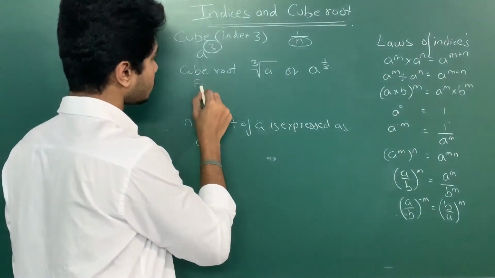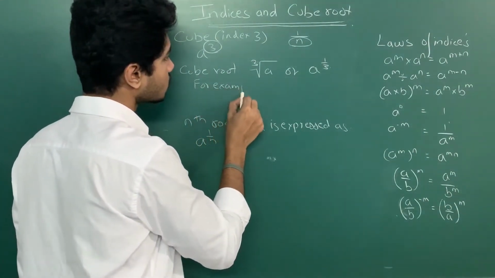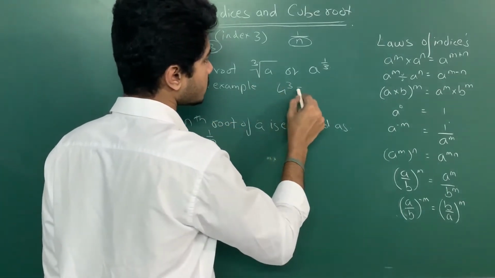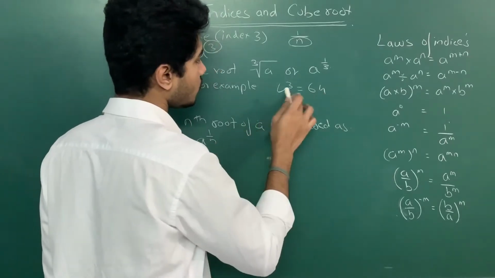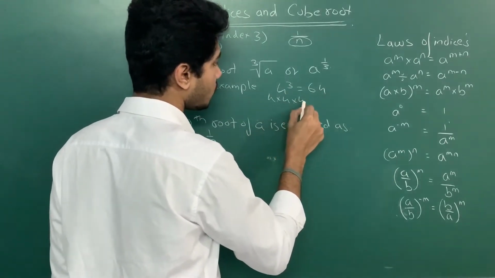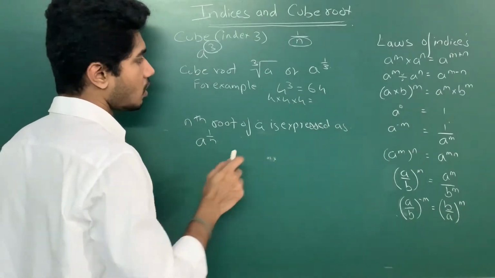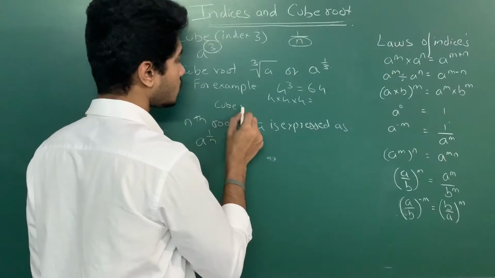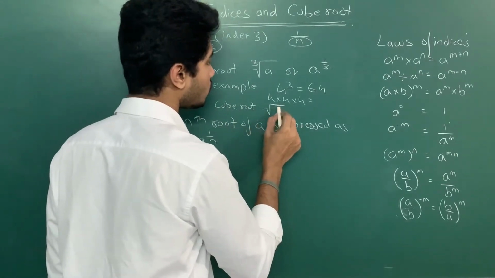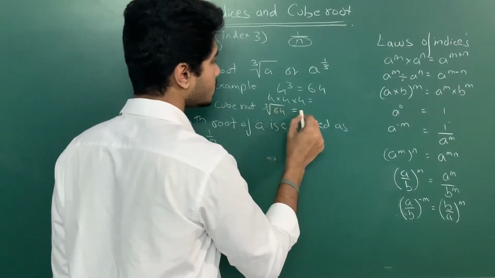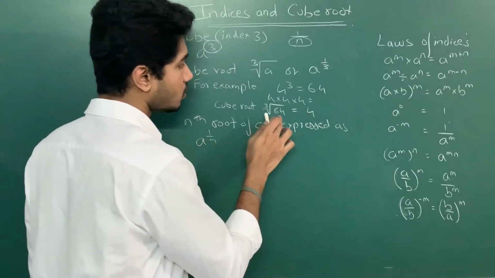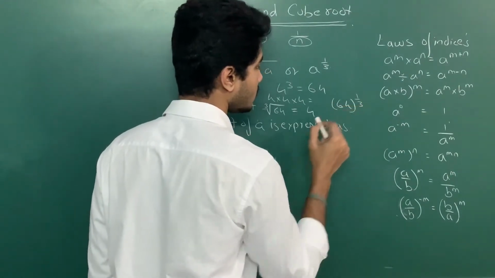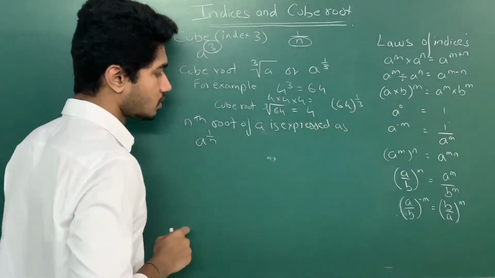For example, cube of 4, that is nothing but 64. So you multiply 4 into 4 into 4, which gives you 64. Otherwise, if I say cube root of 64, the value is 4. So the cube root of 64 can also be written as 64 raised to 1 upon 3. So the cube root of 64 is 4.